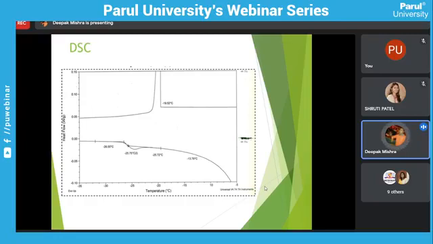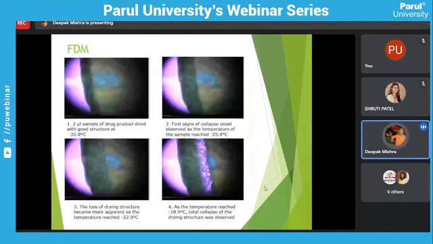One more technique we use in the plant, in R&D, is FDM, freeze drying microscopy. It is similar to our lab microscope, but in this microscope we can also control temperature, for freezing, primary drying, and secondary drying. We also apply vacuum in this technique. So this is the difference between DSC and FDM. In FDM, you can see the first image.